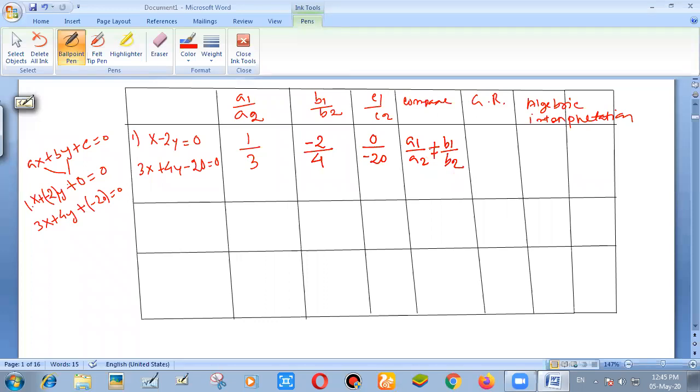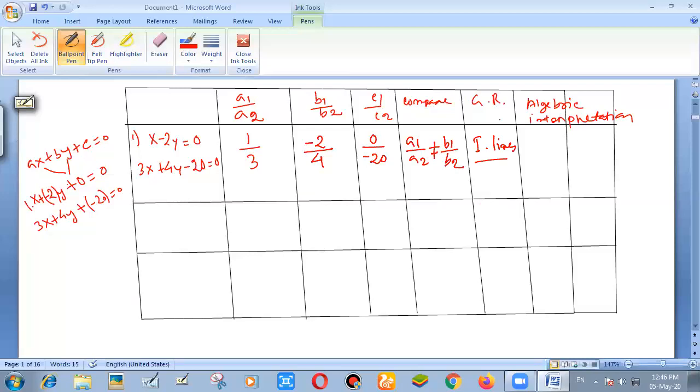That means if the ratio of the coefficient of x does not equal the ratio of the coefficient of y, then the two lines will intersect each other. So the graphical representation will be, that's why it is given in your book, intersecting lines. So I am writing in short form: intersecting lines. All of you, are you writing in your copy? Yes. Okay.